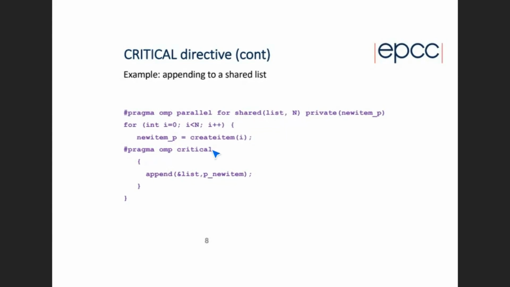So critical does not imply any ordering here. Threads can enter critical in any order. What happens in practice is that the first thread that reaches the critical will enter it and execute the block of code. Any other threads that arrive in the meantime will wait their turn to enter the critical region. So it doesn't imply any ordering in which the threads execute this block of code. It just ensures that only one thread at a time can execute it.